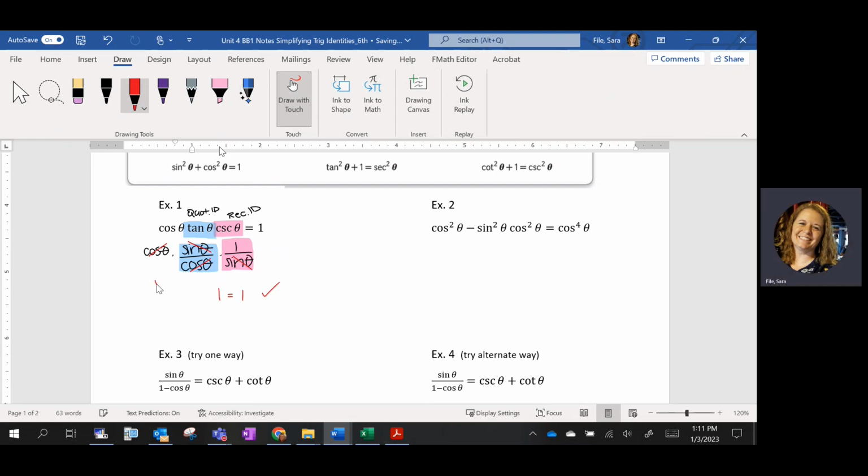So I'll make a note here. I did reduce. Yes. Sure.